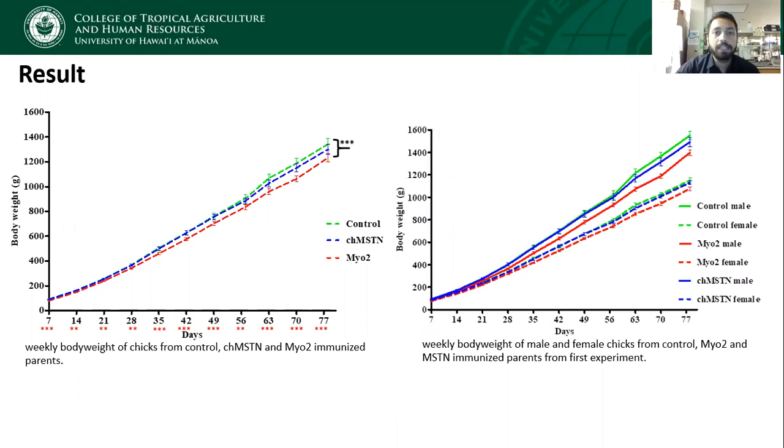The growth performance data shows that the myo-2 group of birds were significantly smaller as compared to the control group of birds. Similarly, males and females from the myo-2 group of birds were also significantly smaller as compared to the males and females of the control group of birds. But no such difference was seen between control and recombinant myostatin immunized group of birds.